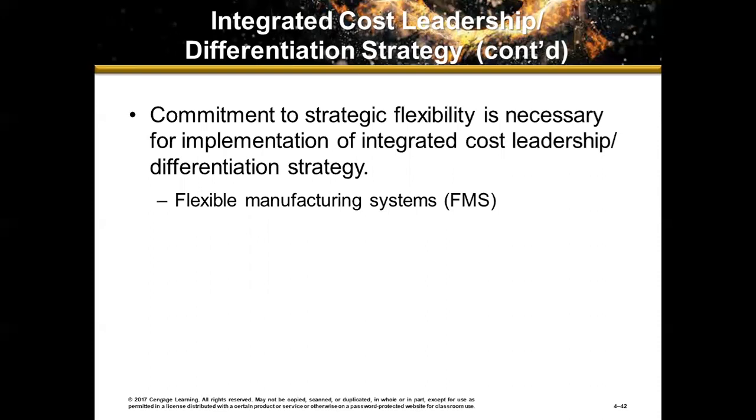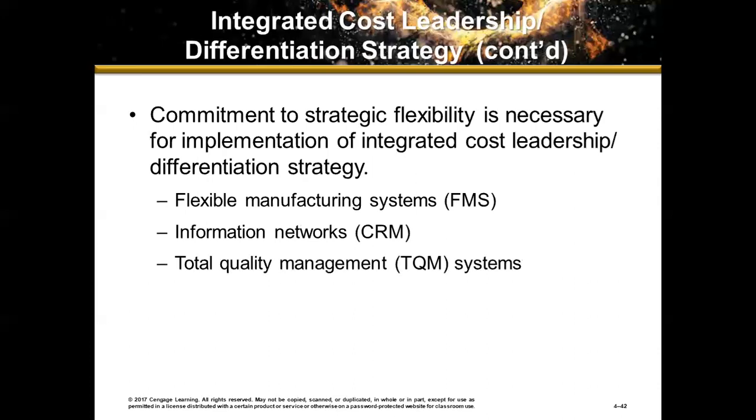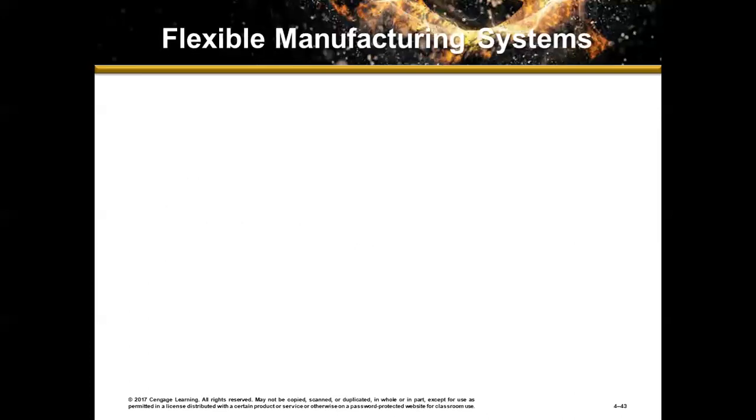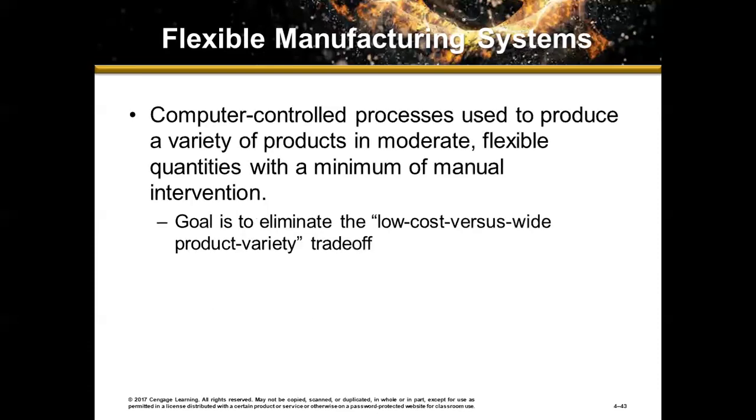Flexible manufacturing systems, or FMS, information network CRM, total quality management systems, and flexible manufacturing systems: a computer-controlled process used to produce a variety of products in moderate, flexible quantities with a minimum of manual intervention. The goal is to eliminate the low-cost versus wide-range-of-products trade-off.